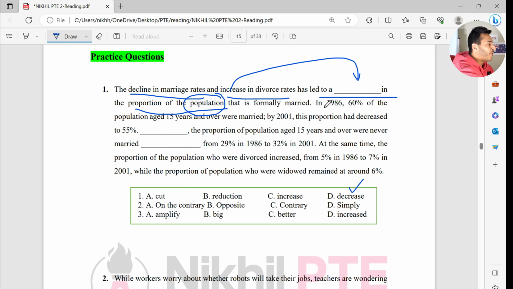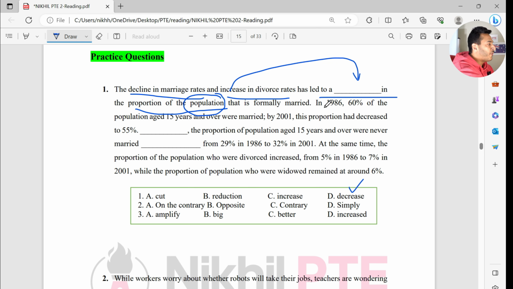Now moving to the next. In 1986, 60% of the population aged 15 years and over were married. By 2001, this proportion has decreased. The same word is available here. Remember one thing, when you get the same word in the question, there are lots of chances decrease will come here. But you need to understand the situation, not always, right? You need to understand each and everything in detail. So here we are talking about decreased, 60% to 55%, which means decreasing.